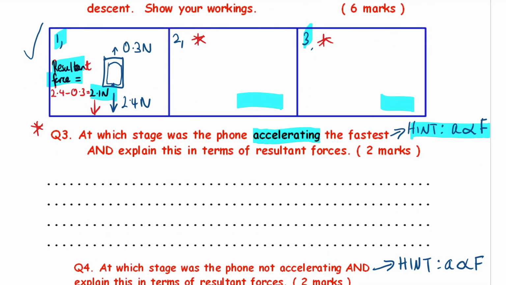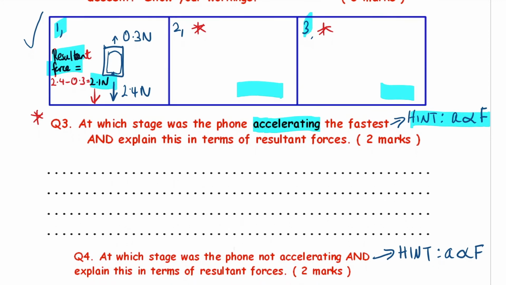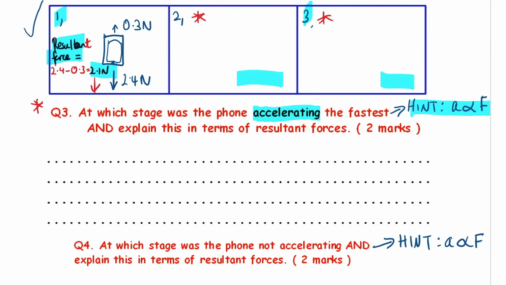What stage is the phone accelerating at the fastest? And explain. Don't just put down a number. Explain why it's accelerating at its fastest. And the hint here is acceleration is directly proportional to force. So the bigger the resultant force, the bigger the acceleration.